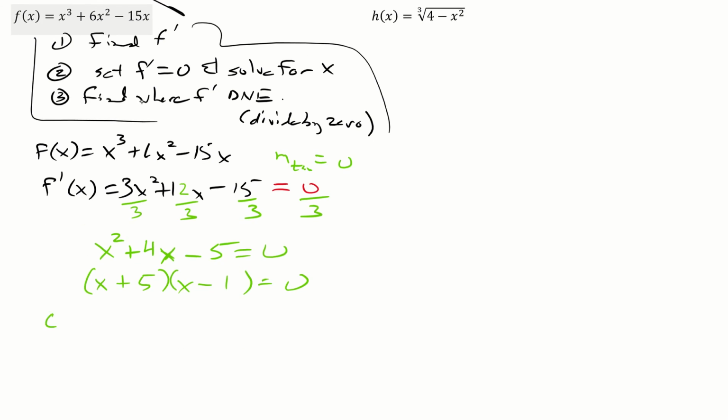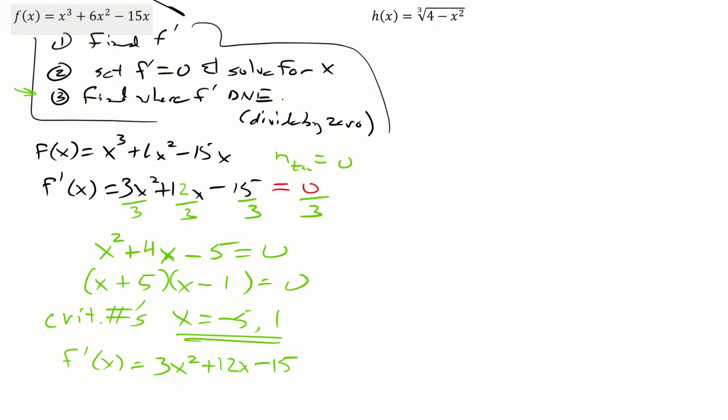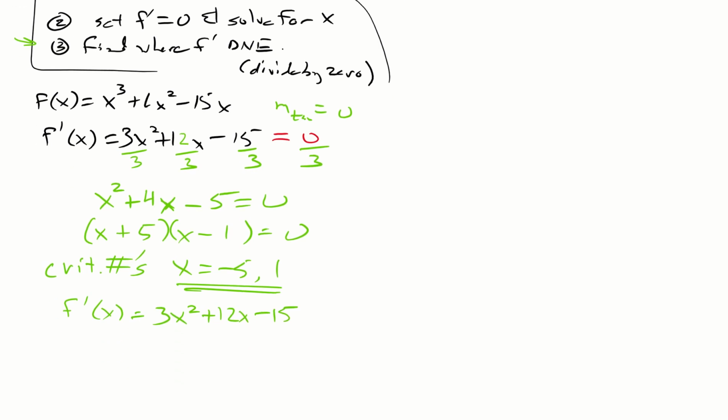Okay, so the critical numbers so far are x is negative 5 and positive 1. We found those guys. Third question right here is, hey, does this guy ever not exist? F prime is, again, I'll write it correctly this time, 3x squared plus 12x minus 15. And the question is, does it ever divide by 0? Is there any number you cannot plug in? Yeah. F prime exists for all numbers. So there is no place where it does not exist. And so we'll box that up and say, there, we're done.